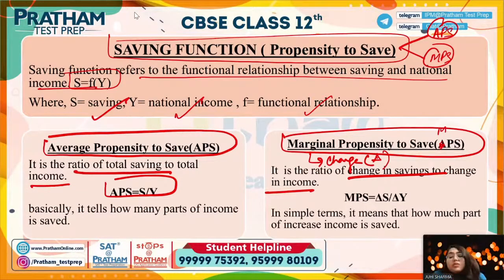अगर आपका इनकम इंक्रीज हुआ तो savings will get increased, right? इनकम कम हुआ तो savings will get less. So that is what MPS is all about, that is delta S upon delta Y, that means how much part of the increased income is saved. Okay, so that is all about aggregate demand, aggregate supply, the basics of it.